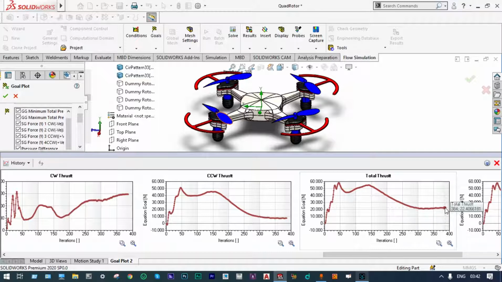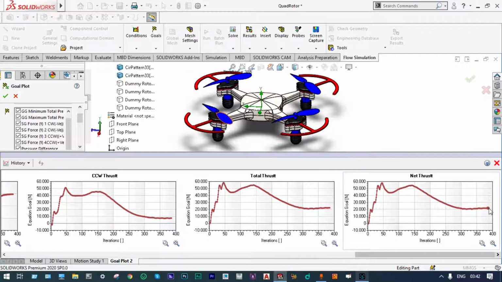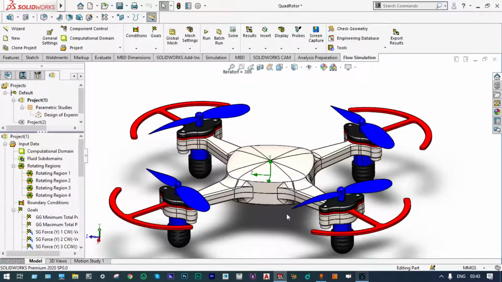And finally, you can see the net thrust. It is the total thrust minus weight of this quad rotor, which is equal to approximately 21 Newton, which is very high compared to the small weight of this object. From this analysis, we could find that the net thrust is positive, which means the quad rotor is capable of moving off. This is all about today's CFD analysis of an unmanned aerial vehicle.